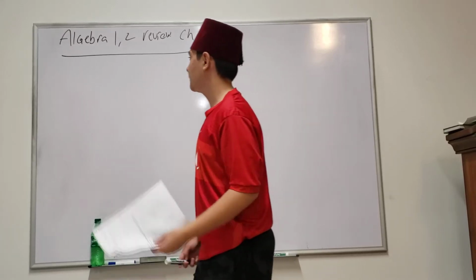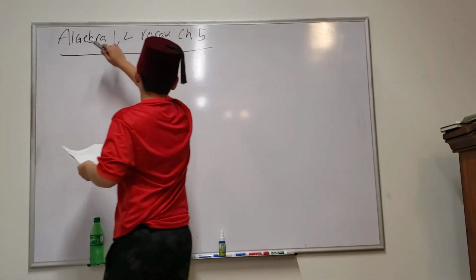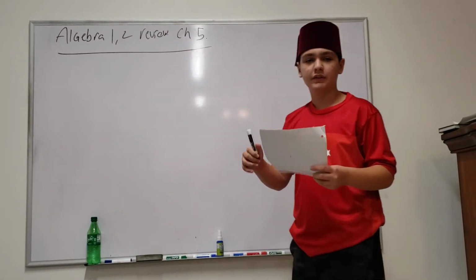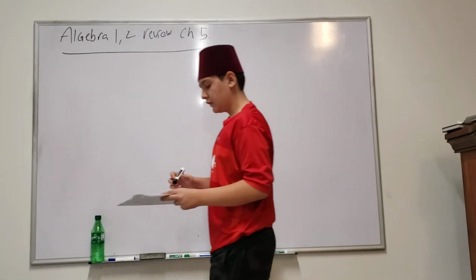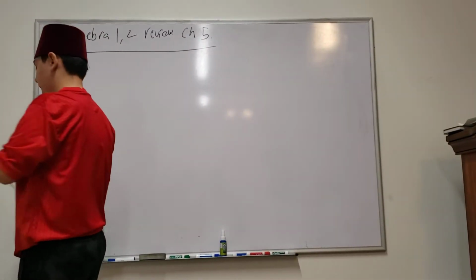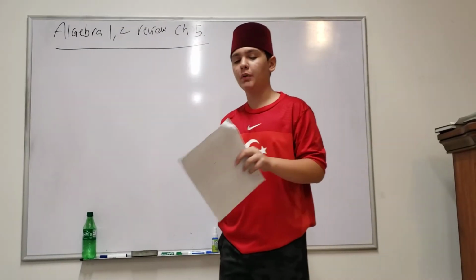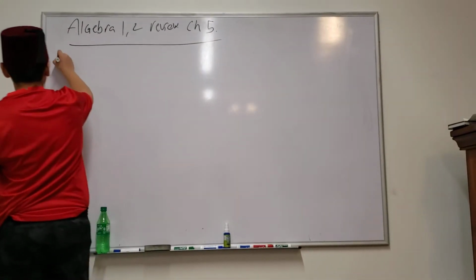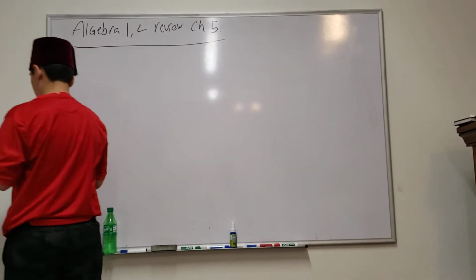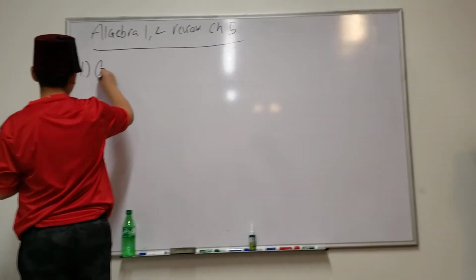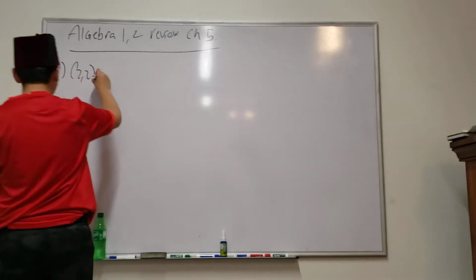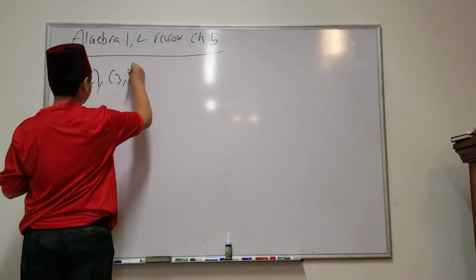So today we're going to be going over Algebra 1, 2, Chapter 5, lessons 1 through 8. So let's get started. The first set of problems is: find the slope of the line that passes through each pair of points. Okay, so number 1. Our points are (2, 2) and (3, 1).